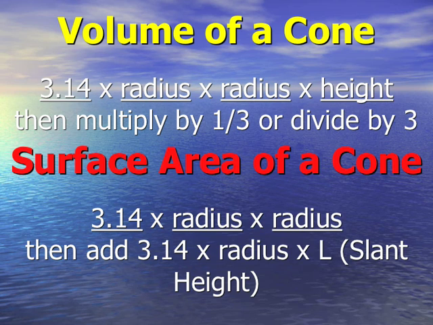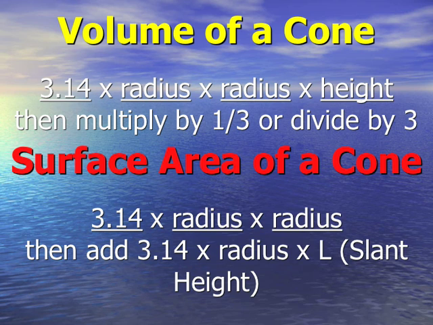To find the volume of a cone, you take pi, multiply it by the radius, then times the radius again, and then times the height. When you get this answer, you can either multiply by 1/3 or simply divide by 3. It's your choice. I usually choose to divide by 3. It's a little bit easier for me.